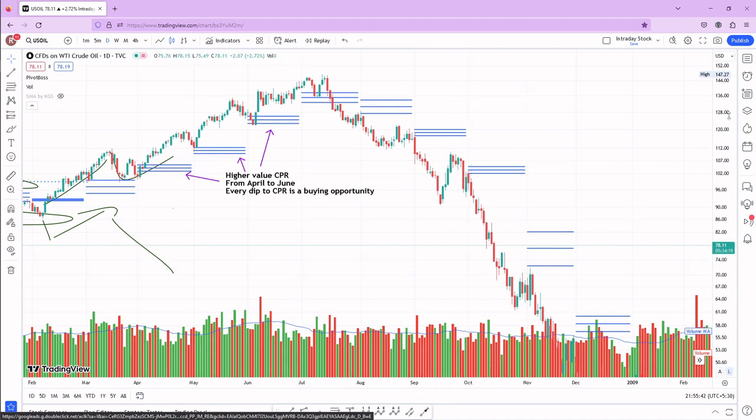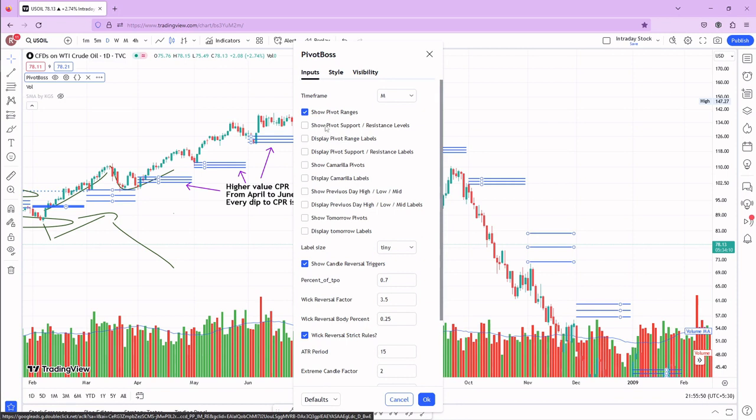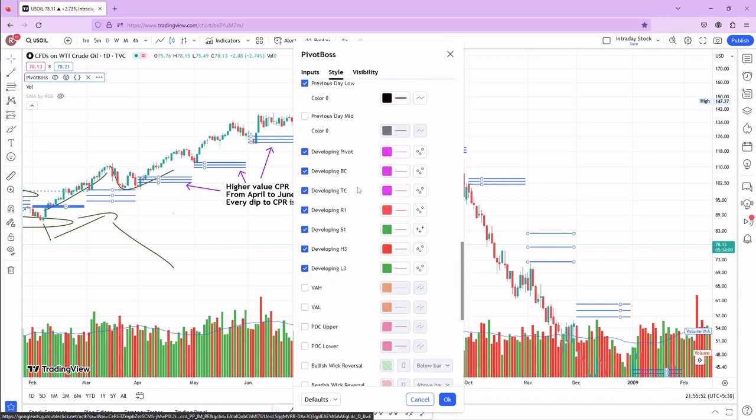Clear? But now he wants to explain the same concept with money zone levels. Now let us see what money zone levels he is talking about and how to understand them.